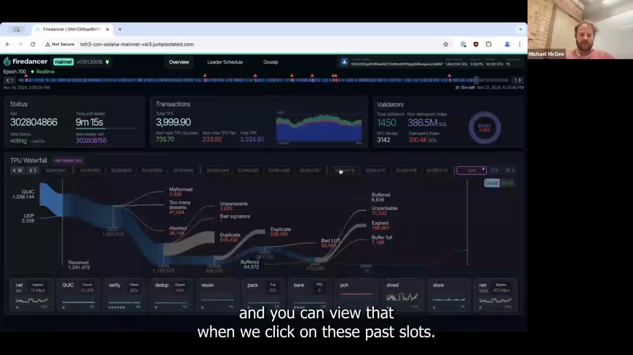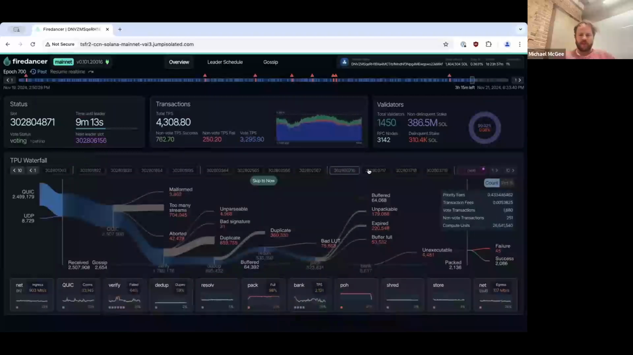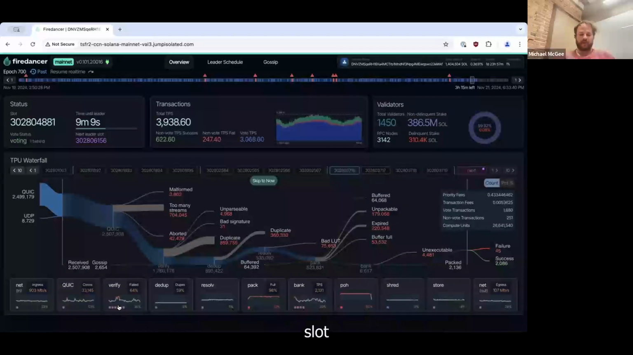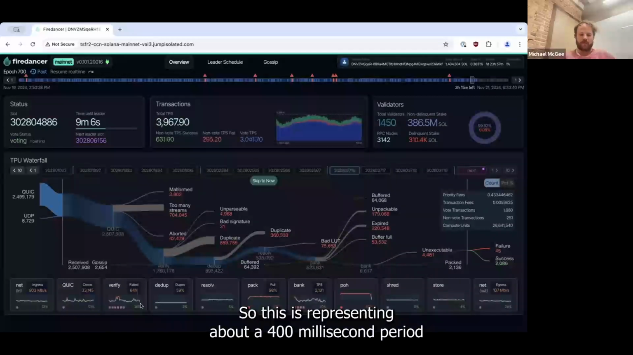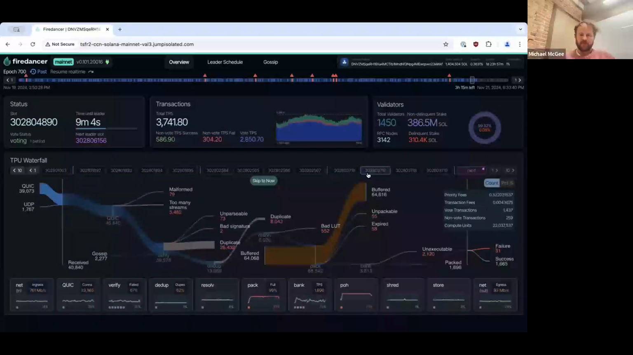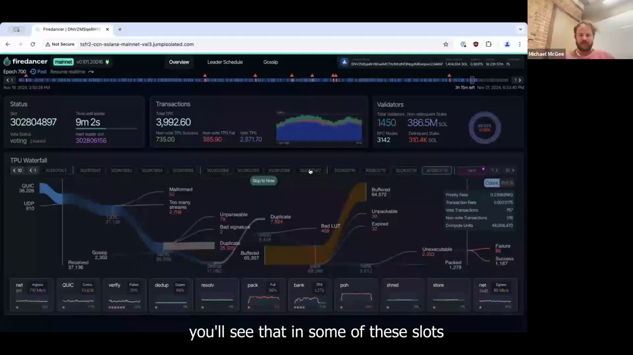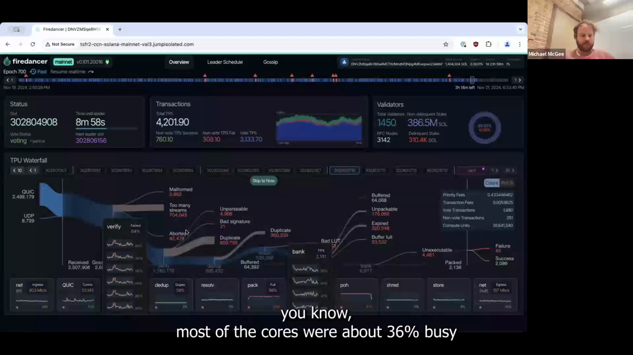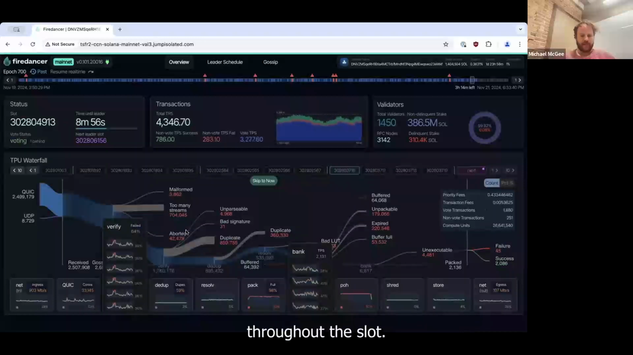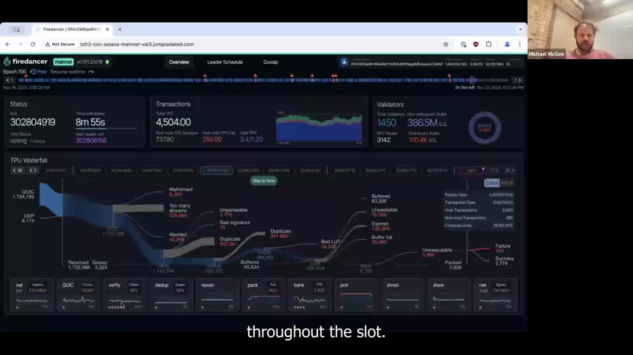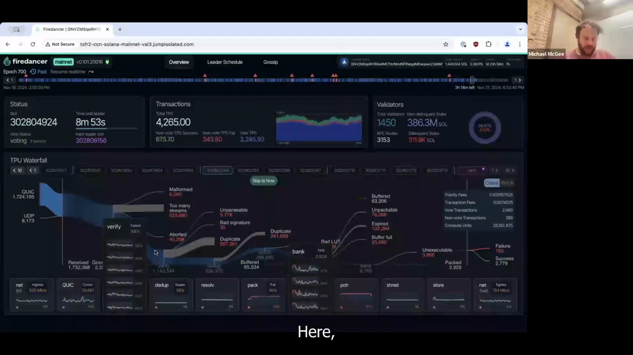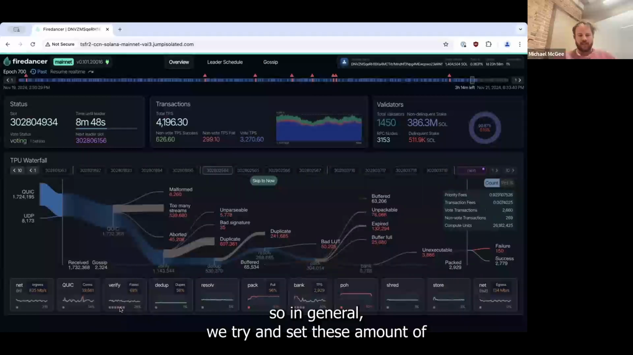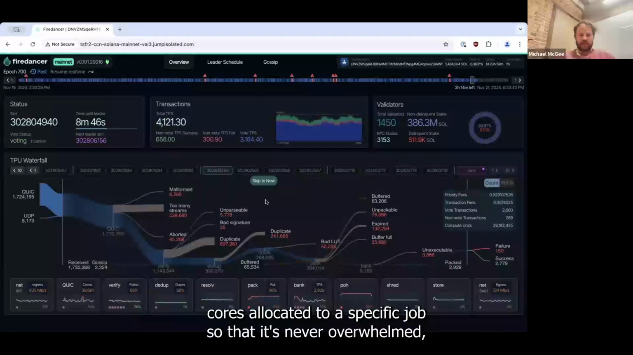And you can view that when we click on these past slots. These busy diagrams are going to show what the CPU cores were doing during that leader slot. So this is representing about a 400 millisecond period. You'll see that in some of these slots, it's a little bit higher. This one here in particular, most of the cores were about 36% busy throughout the slot. Here, about 26%.